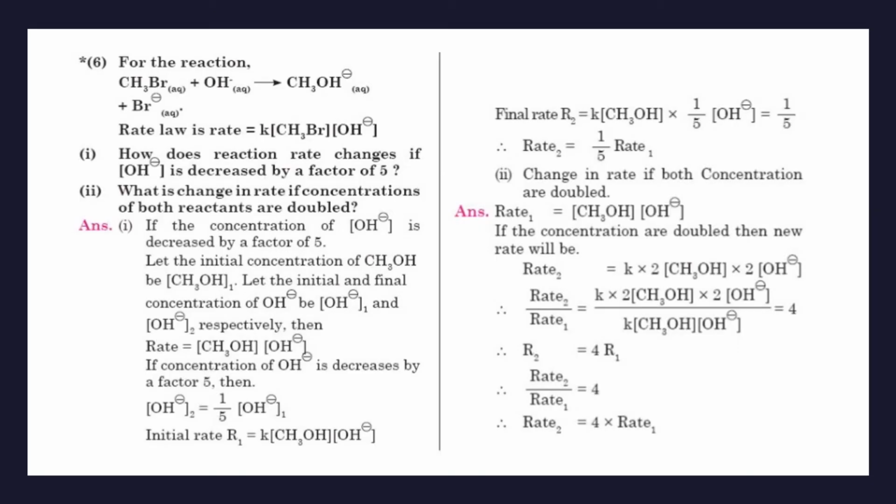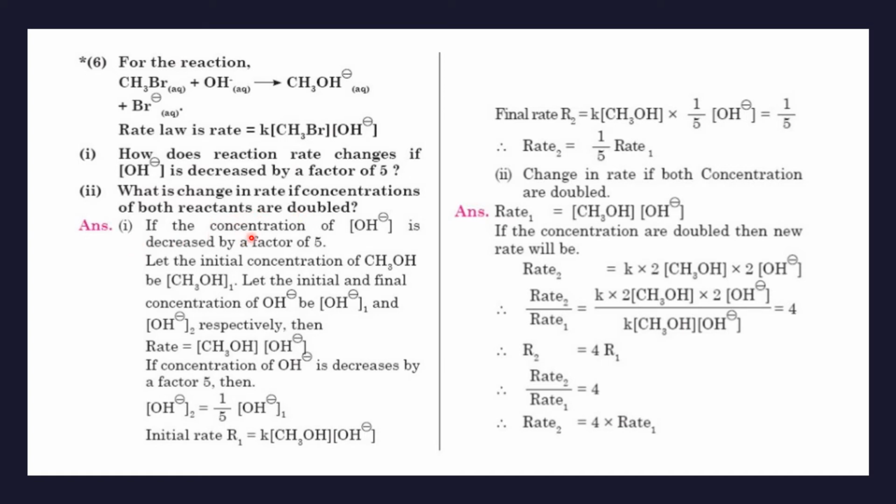Second question. For the reaction CH3Br + OH- gives CH3OH + Br-, the rate law is: rate is equal to k into molar concentration of CH3Br into molar concentration of OH-. How does the reaction rate change if the molar concentration of OH- is decreased by a factor of 5? And what is the change in rate if the concentrations of both reactants are doubled?